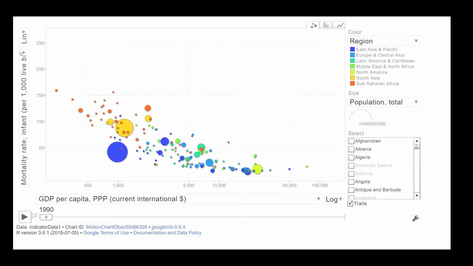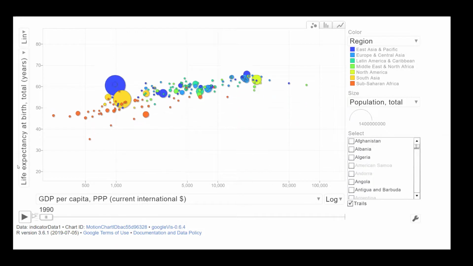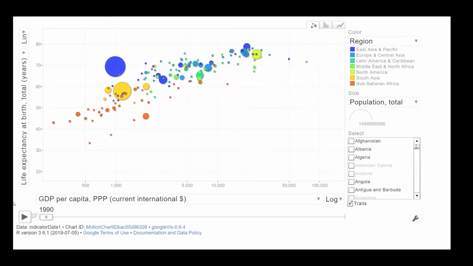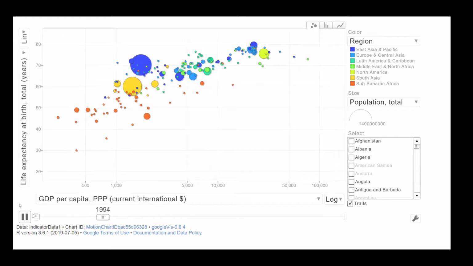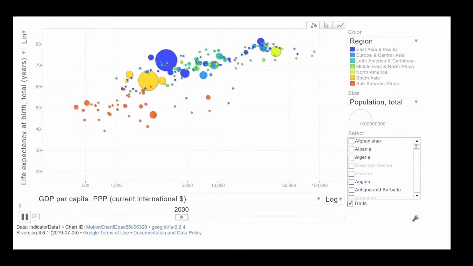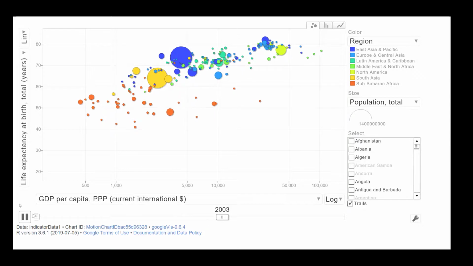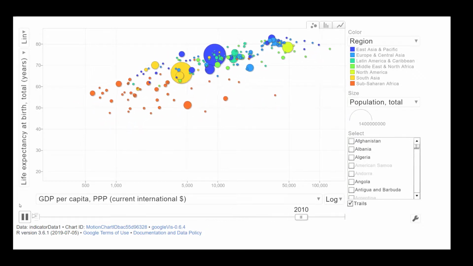And rather than mortality rate, if I look at the life expectancy, to have something a little bit more positive, how long people are living rather than how many children are dying. And if I play this, now you can see that people are getting healthier and richer throughout the world. So once again, this kind of false dichotomy that you have the developed world and the rest of the world, these lines are starting to blur.